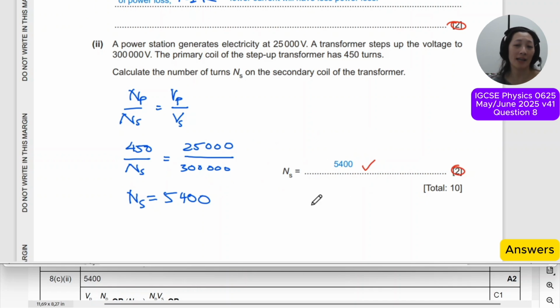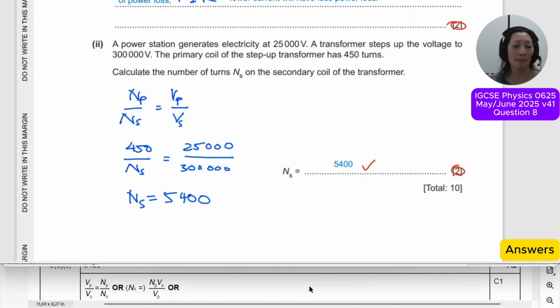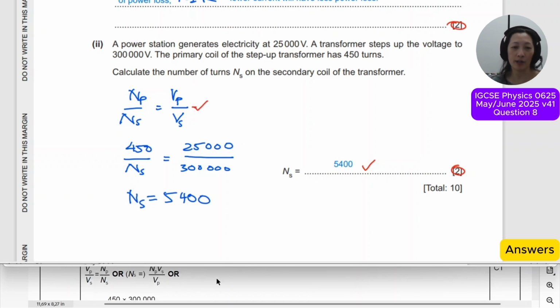So let's say you didn't get the answer of 5,400. You can still score a mark if you wrote the correct equation, or a rearrangement of the same equation, or if you have the correct substitution. So sometimes it can happen where all the substitutions are correct, but you key the numbers into the calculator wrongly and you came out with the wrong number. So that's why it's very important to show your working, so that just in case your final number happens to be incorrect, you can still get a mark for the correct equation or the correct substitution. And that's how we solve question 8.